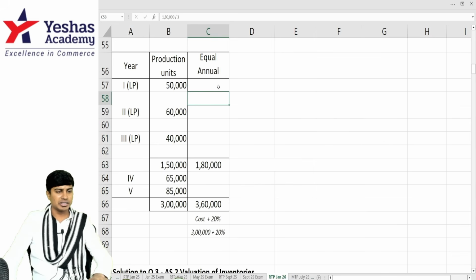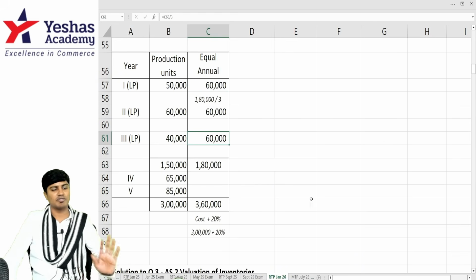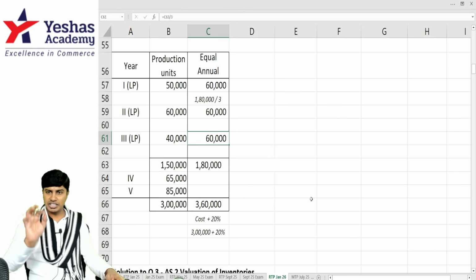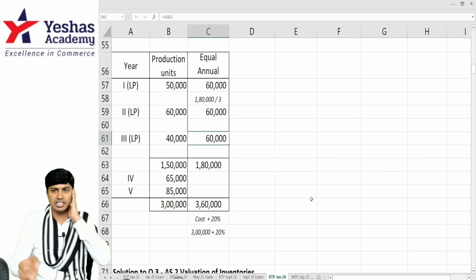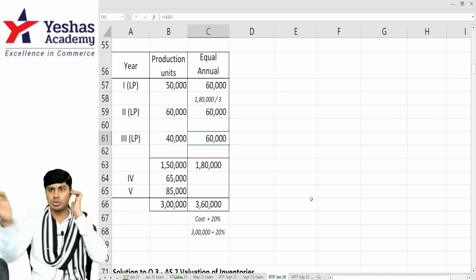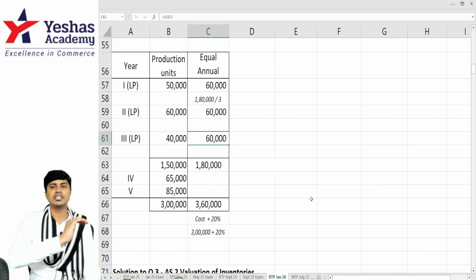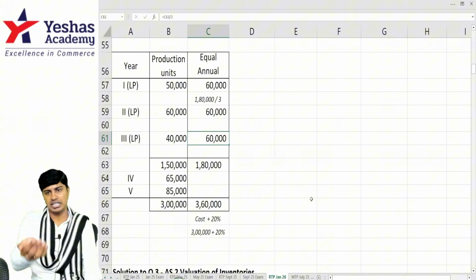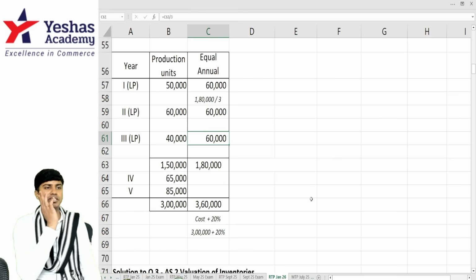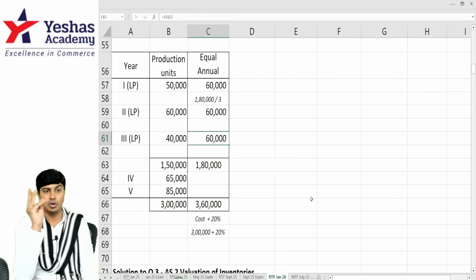So if you divide it by 3, you will end up getting 60,000 as the lease rental for each of the 3 years. First year I should charge 60, second year I should charge 60, third year I should charge 60 to Delta. So if they give me 1,80,000 for 3 years, where 50% of the useful production life of the asset is exhausted, I have recovered 20% profit on that 1,50,000 rupees depreciation which I would have charged to my P&L.